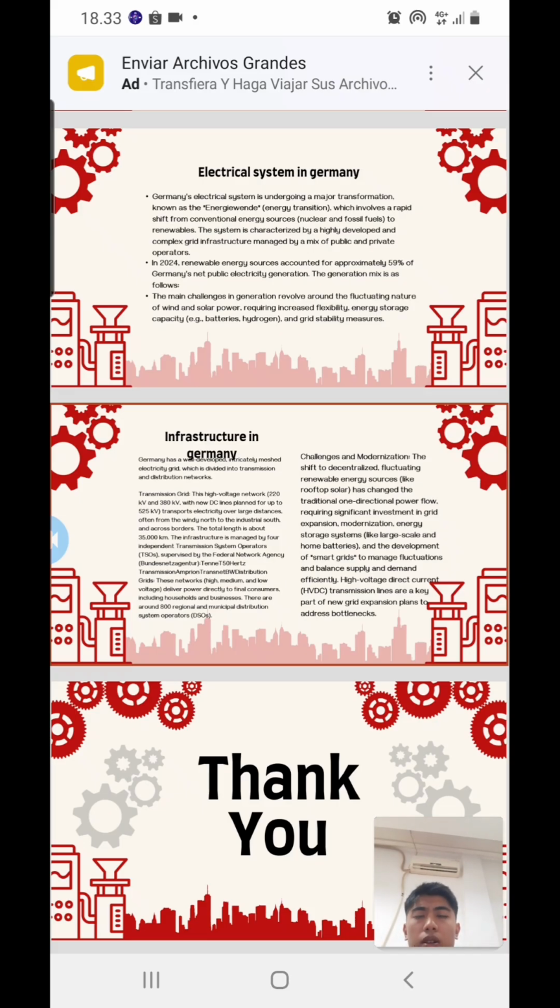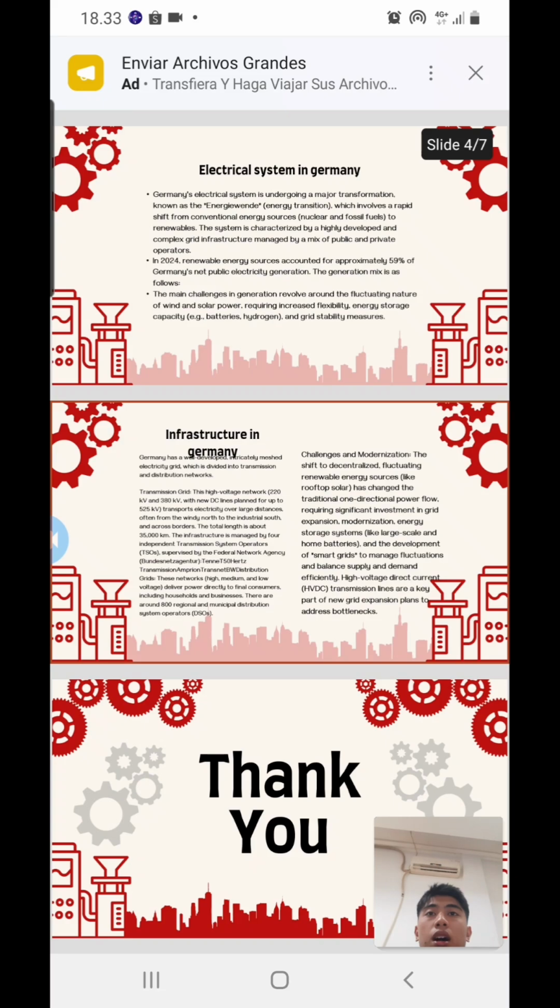These networks, low, medium, and high voltage, deliver power directly to final consumers, including households and businesses. There are around 800 regional and municipal distribution system operators, or DSOs. What are the challenges and the modernization?